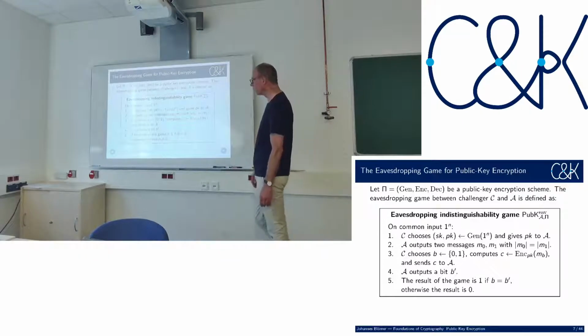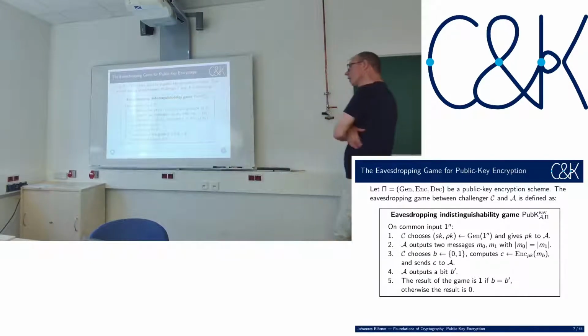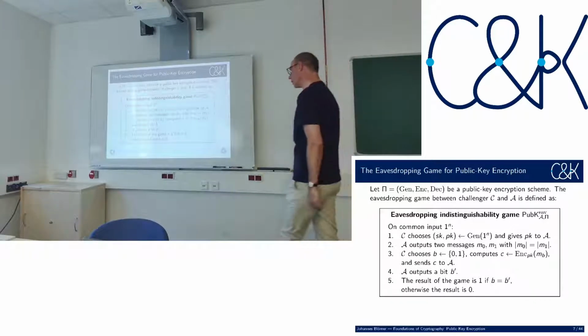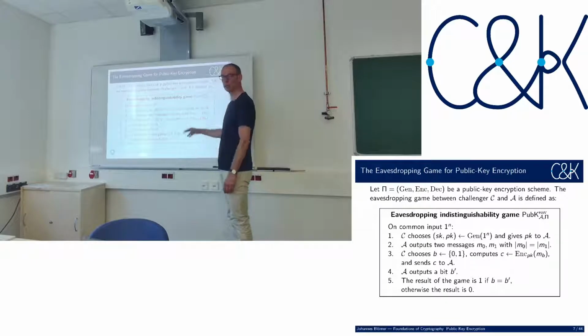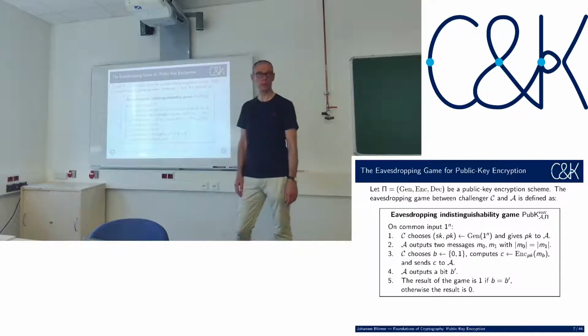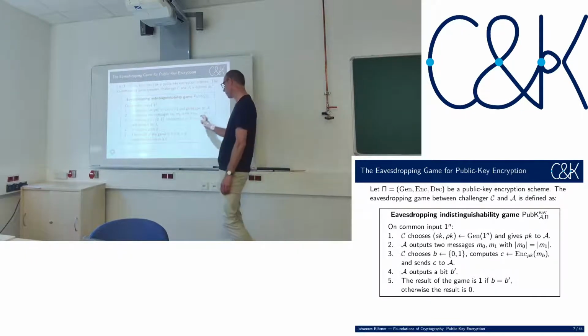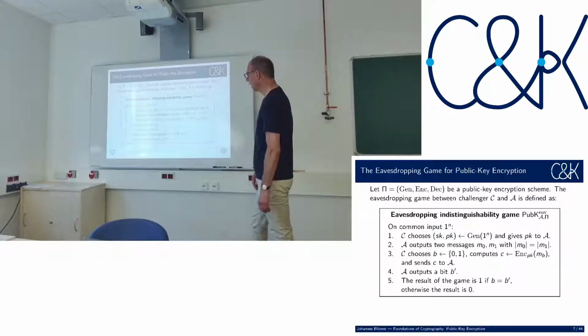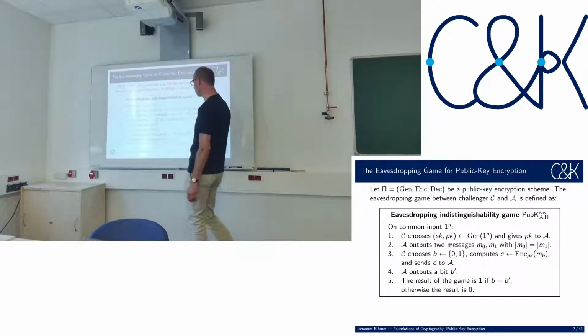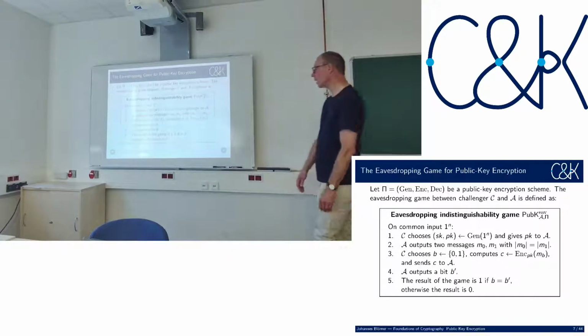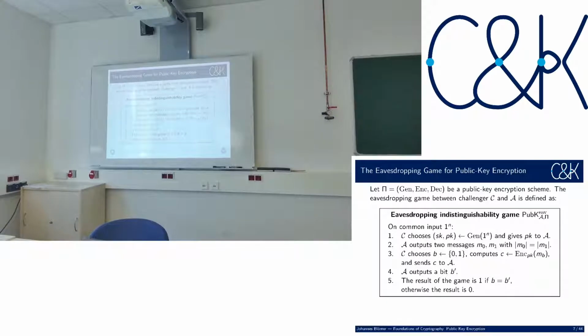Then, as before, C chooses a bit b uniformly at random and encrypts the message m_b. So it picks one of the two messages uniformly at random, indicated by this b. And it sends the ciphertext c to A. Eventually, A does something and outputs a bit b prime. And the result of the game is 1 if b is equal to b prime, and otherwise the result is 0.